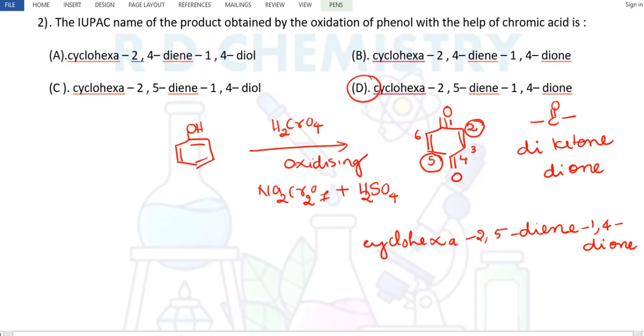Okay. And you see here, these are diols. They are given it is a alcohol, which is wrong. So it should be ending with the ketone. Ketones are the functional groups. Right?